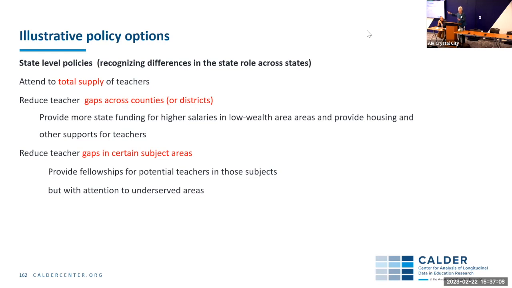And then we could talk about shortages in different subject areas. One policy solution to that might be to have fellowships for teachers. But if you're going to have fellowships to try to attract teachers into the profession to teach special ed and other things, you also need to pay attention to where those teachers who get the fellowships end up teaching. And so let me go to the next one. So that's state level policies.